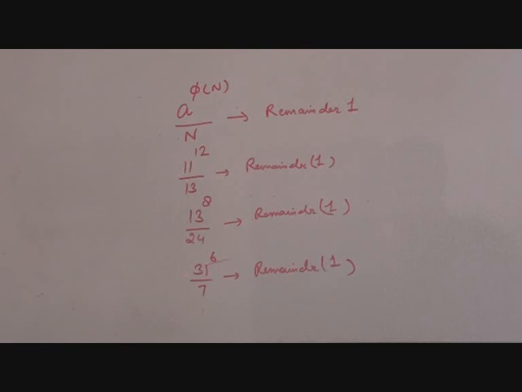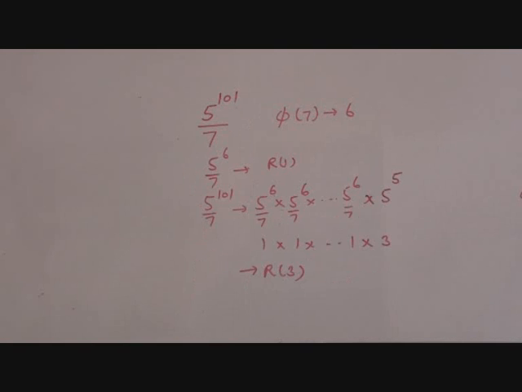So my second step in calculating remainders was to find out a power of the dividend which will give me remainder 1 with the divisor. That power is nothing but phi of the divisor. So what is the remainder when 5 raised to 101 is divided by 7? Now I have to find out a power of 5 that will give me remainder 1 with 7. I know that phi of 7 is 6, so that means 5 raised to 6 when divided by 7 will give me remainder 1.